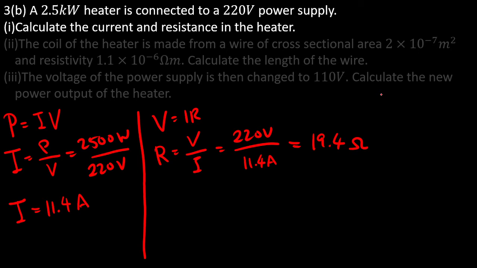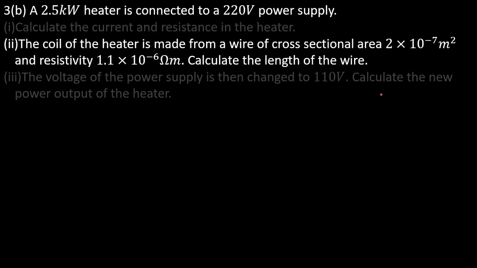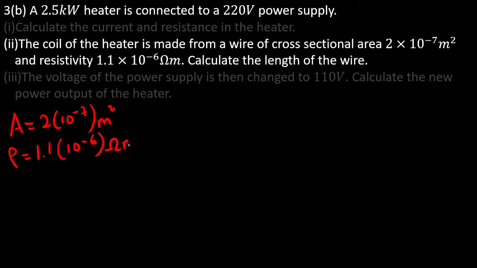Now the second sub-question. The coil of the heater is made from a wire with a cross-sectional area of 2 times 10 to the power of negative 7 meters squared, and resistivity, rho, equals 1.1 times 10 to the power of negative 6 ohm meters. Calculate the length of the wire.